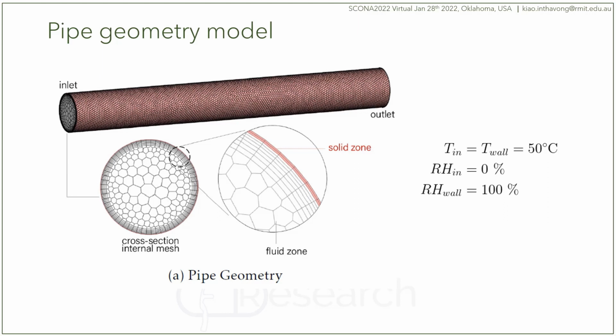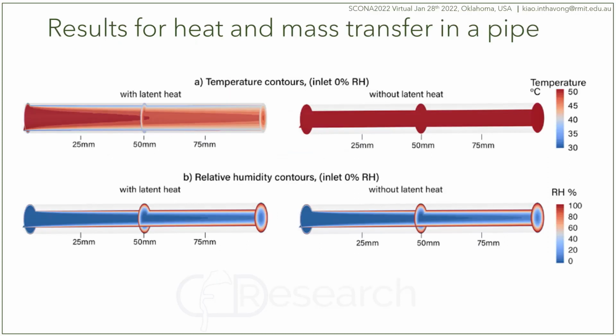This is where the evaporation occurs from the wet solid surface to the air, occurring at a constant temperature. Heat and mass transfer along the pipe is shown through contours taken at mid-cross-section plane of the pipe and y-planes, which are these circular planes here. The air temperature contours decrease as a result of the latent heat.